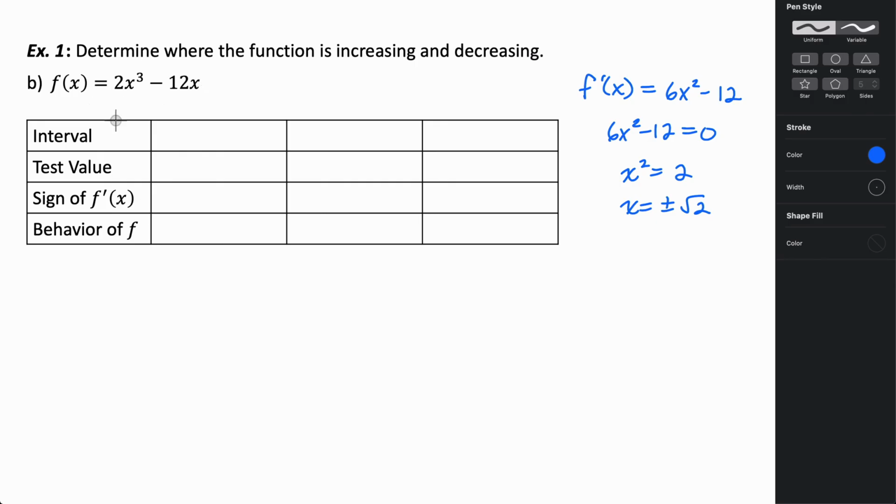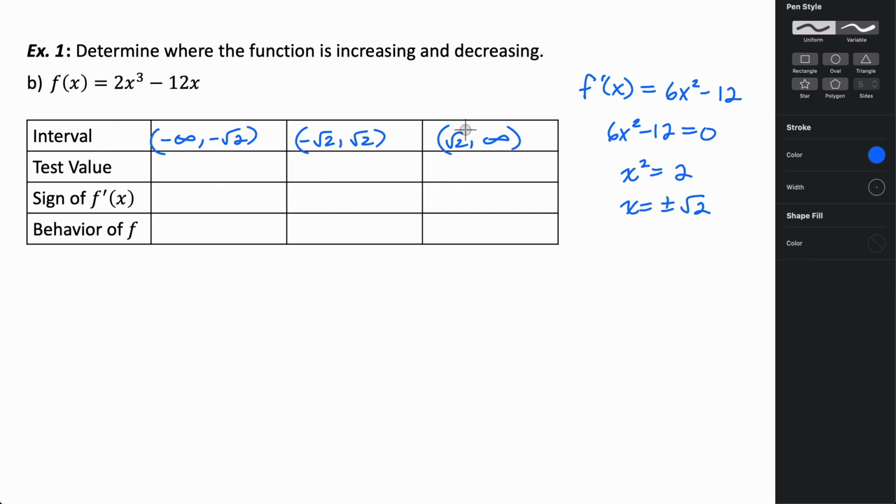Since this is defined everywhere, we're going to look from negative infinity up to the smallest number here, so negative rad 2. And then we have to consider the interval in between our two critical numbers, negative square root of 2 to square root of 2. And then from square root of 2 to infinity. Okay, so those are our three intervals here.